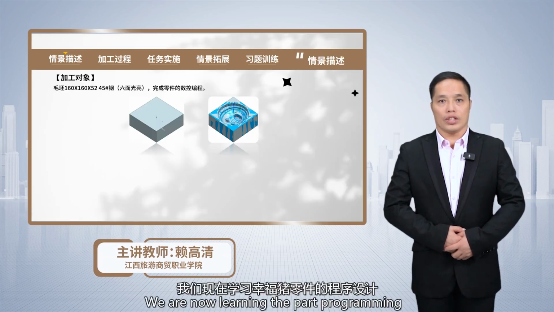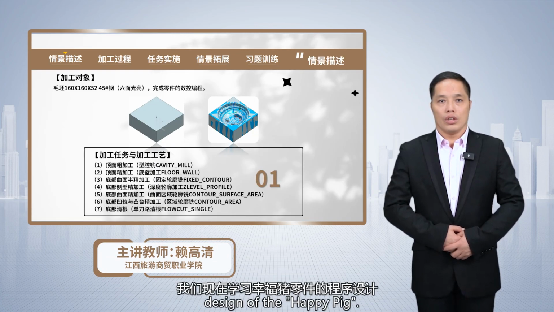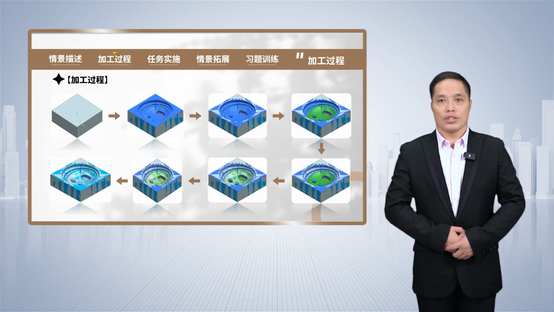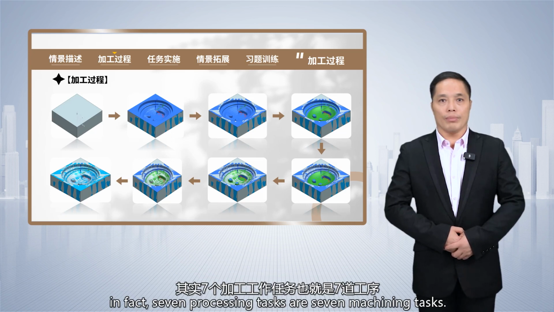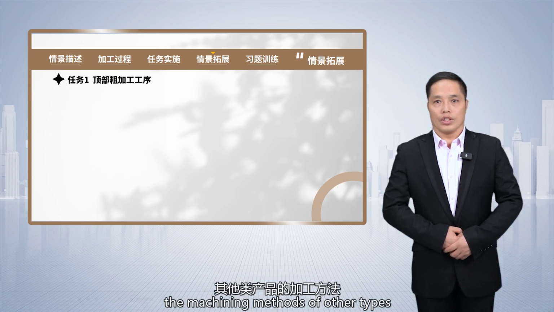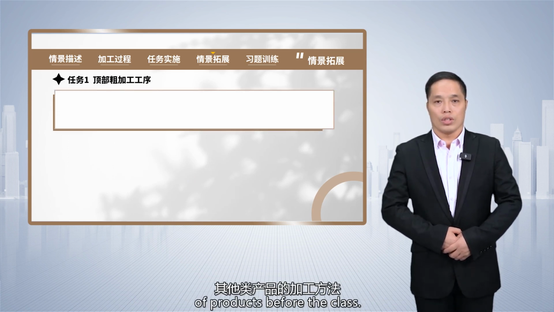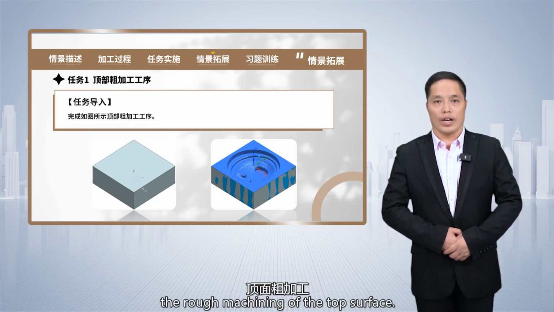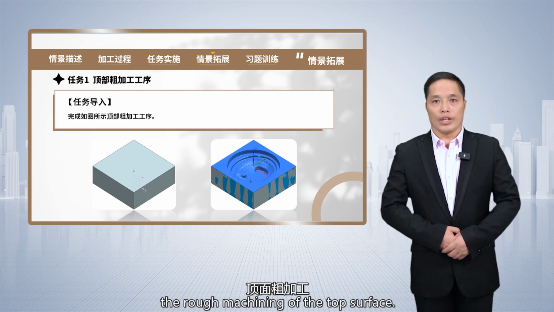We're now learning the part programming design of the Happy Pig. There are a total of 7 processes in the product. In fact, 7 processing tasks are 7 machining tasks. Students have already independently learned the machining methods of other types of products before the class. Now, we start the learning of the first process of this product, the rose machining of the top surface.